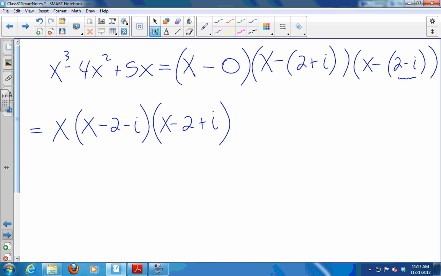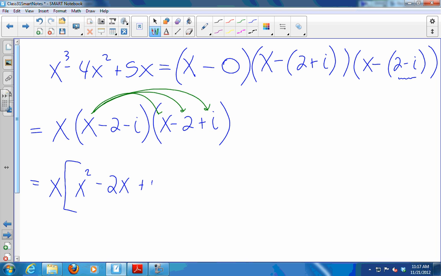You just distribute. So you just take every term in the first set of parentheses and multiply it by every term in the second set of parentheses. So I'm going to keep the x outside for now, and I'm going to figure out what these two things multiply together to be. I'm going to start with the x, and you multiply the x by every term in the second set. So x times x is x squared. x times -2 is -2x. And x times i is ix.